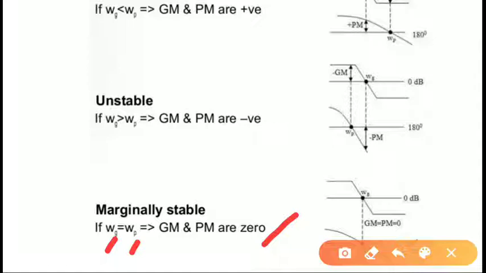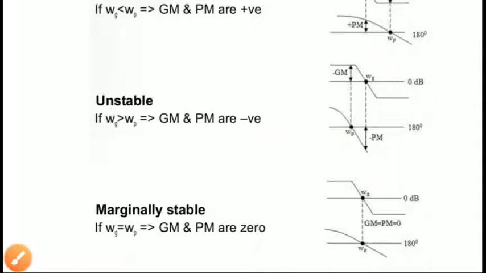This is because gain margin is calculated at the phase crossover frequency and phase margin is calculated at the gain crossover frequency. It is the important thing, but here, in this condition when omega z equals omega p, we have no gain margin and 0 phase margin. So the system will be marginally stable.